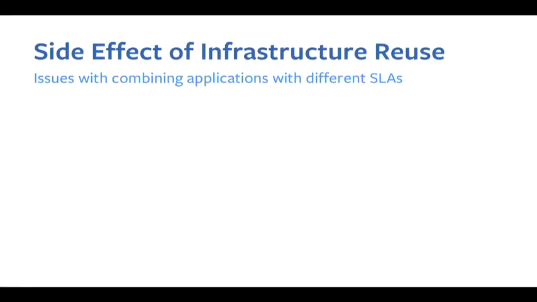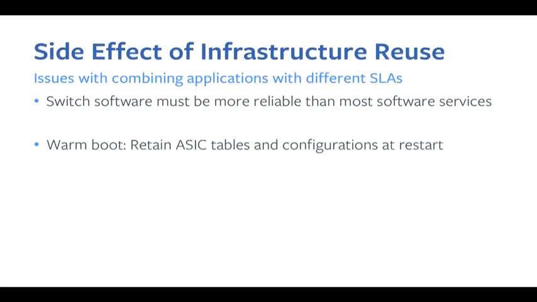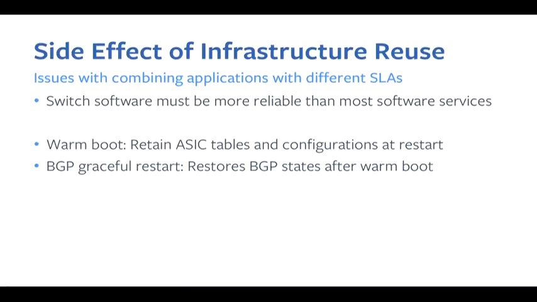We ran into a problem when importing an external library with different service level agreements. Switch software must be more reliable than most software services, as other services depend on the network to function. Thus, the timing constraints are much tighter. To make the reboots as fast as possible, our switches have a feature called warm boots, where it allows the switch ASIC to retain its tables and configuration at restart. To account for warm boot, we also implemented a feature called BGP Graceful Restart that restores BGP states after warm boot.